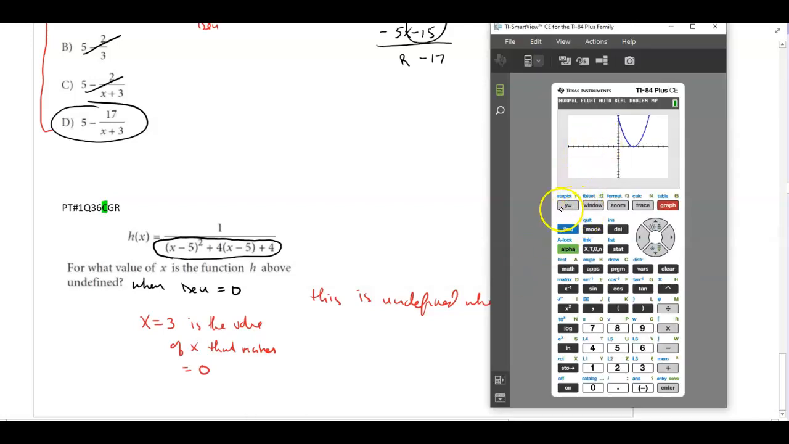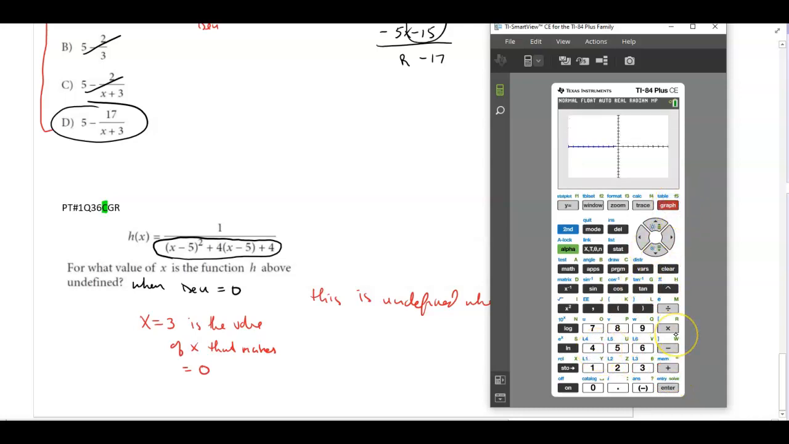Now, another way to approach this graphically is I'm going to just plug this in the calculator: I'm going to hit alpha, y equals, hit enter. I'm going to go 1 over, and now I'm just going to put my denominator in. x minus 5 all squared plus 4, open parentheses, x minus 5, close parentheses, then plus 4.